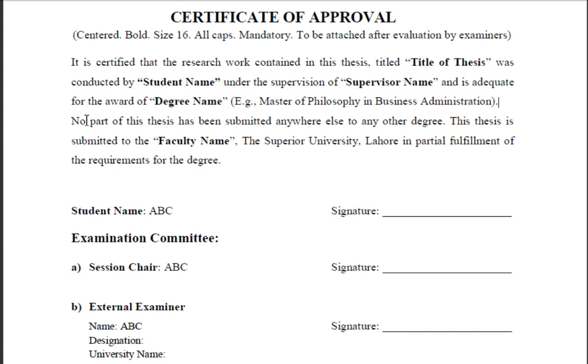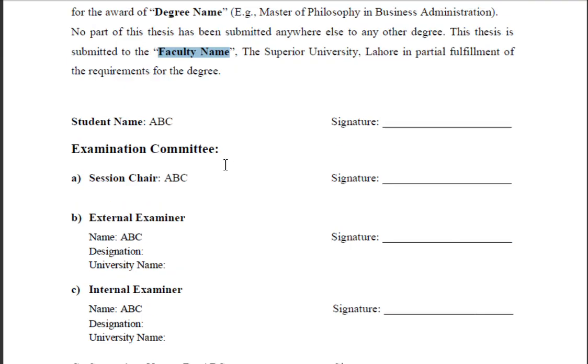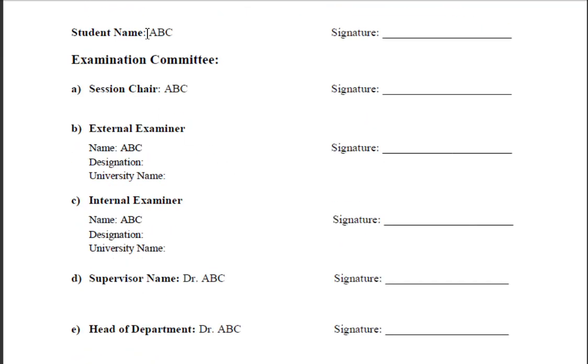Okay. Then the next paragraph is no part of the thesis has been submitted anywhere else to any other degree. This thesis is submitted to the Faculty of Sciences, the Superior University Lahore, in partial fulfillment of the requirement of the degree. Then comes the name of all the persons, okay. So here you have to, first is your name, student name. You have to write your name in caps, okay.